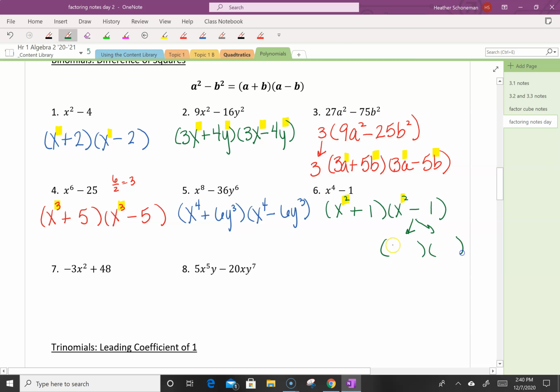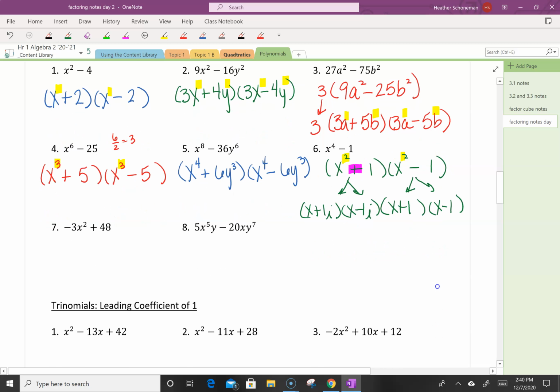This one factors to x plus 1, x minus 1, because I took the square root of everything. But this one started with a plus sign. So because it started with a plus sign, I have x plus 1, x minus 1, but I've got to add the i, because remember, when it's a plus sign, we add the i.